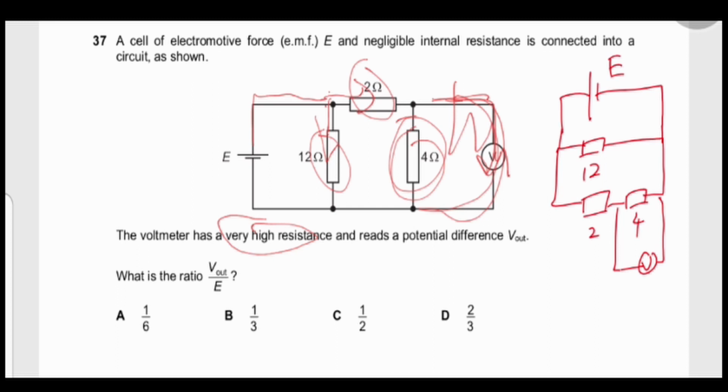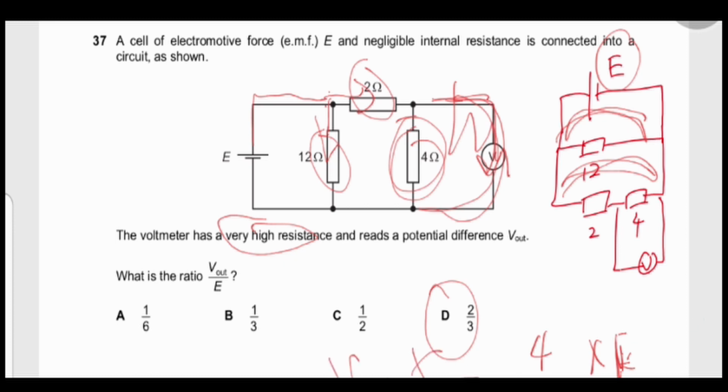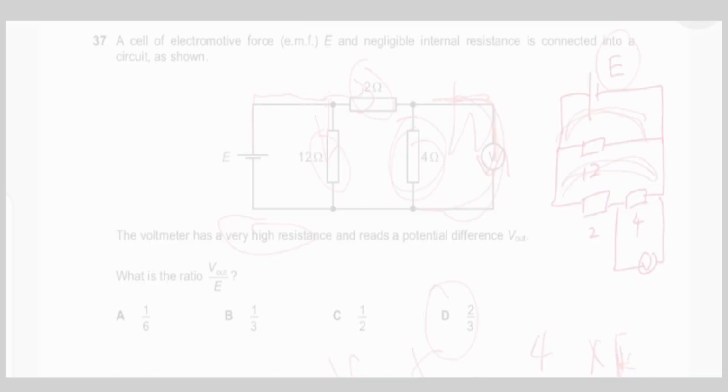So to find the V out, remember the total voltage across each parallel circuit, this is one parallel and this is another parallel circuit, will be E. So the potential divider formula to find the PD across a 4 ohm resistor will be 4 over the total resistance in series, 4 plus 2, which is 6, then times the E. So you'll be able to get 2 over 3 E. So therefore your V out equals this. So therefore your V out over E is just 2 over 3.